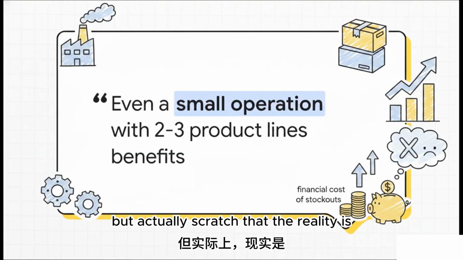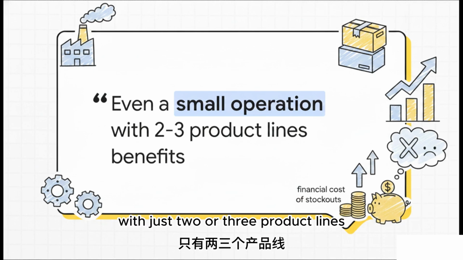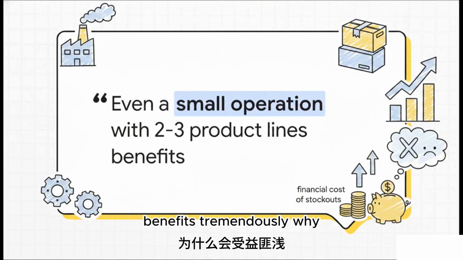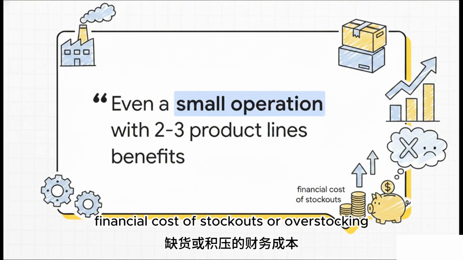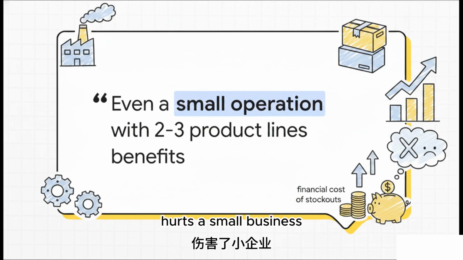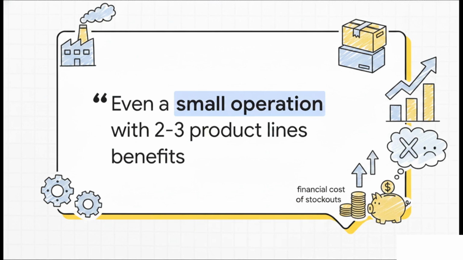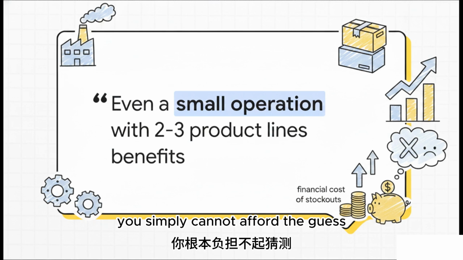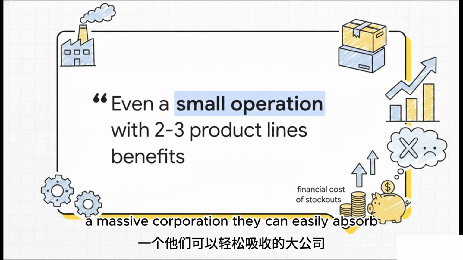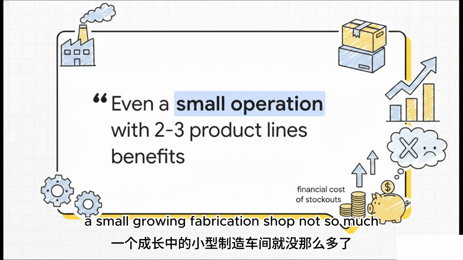But actually, scratch that. The reality is, even a small operation with just 2 or 3 product lines benefits tremendously. Why? Because the manual error rate and the crushing financial cost of stockouts or overstocking hurts a small business just as much, if not more, proportionally. Seriously, when your margins are tight and every single order counts toward keeping the lights on, you simply cannot afford the guess. A massive corporation, they can easily absorb a $10,000 purchasing mistake. A small, growing fabrication shop, not so much.